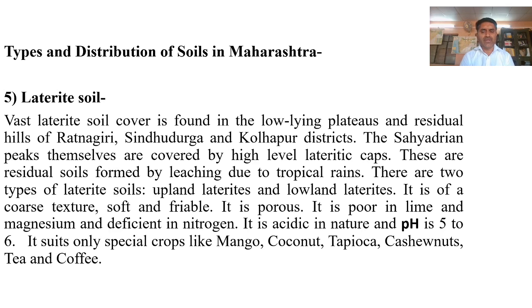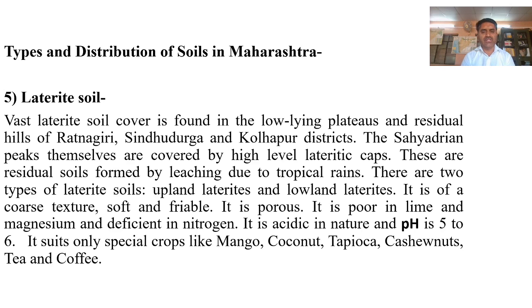As you know, if the soil pH is 7, that is called neutral soil. If it is below 7, then it is acidic, and if it is more than 7, then it is alkaline. So the pH of this soil is below 7, that is 5 to 6. That's why these laterite soils are acidic in nature. It suits only special crops like mango, coconut, tapioca, cashew nuts, tea, and coffee.